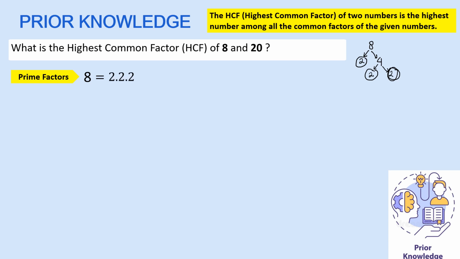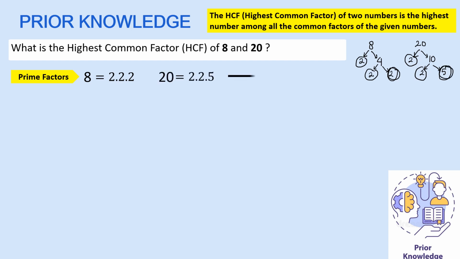So what about 20? Do the same process. 20. What prime number that can divide 20? Yes, it's 2. 20 divided by 2, we will get 10. Very good. But 10 is not a prime number, so you need to continue the process. So what prime number that can divide 10? It's 2. 10 divided by 2, we will get 5. We can stop the process here because 5 is a prime number. So we can decompose 20 into 2 times 2 times 5, just like this.